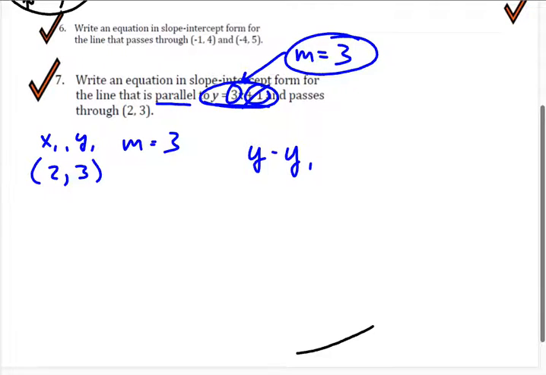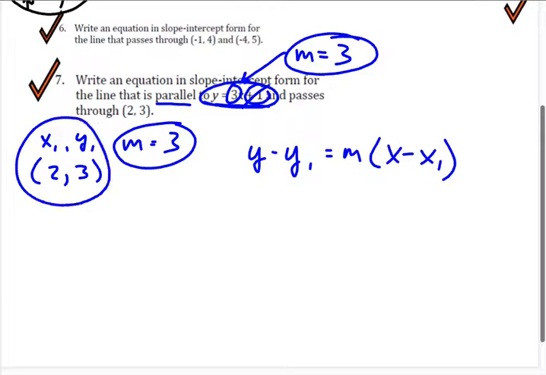y minus y sub 1 equals m times x minus x sub 1. Every time you write a linear equation, you should write this little formula down. To begin with anyway, it'll help you memorize point-slope form. So this is all I need, right here and right here. I don't need this y-intercept here. I don't need to add or subtract anything to it. Some people try to do more than they need to do.